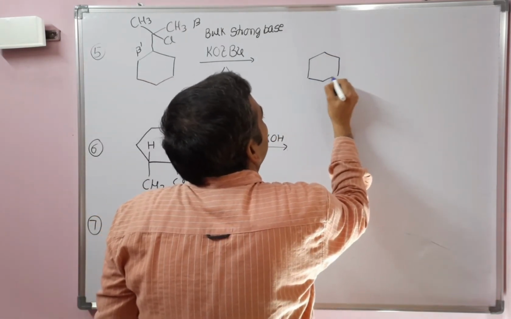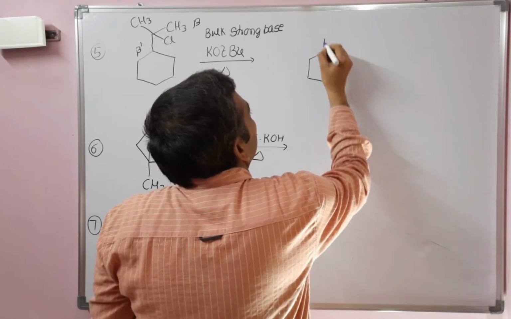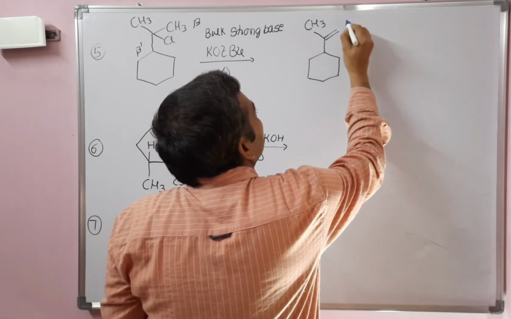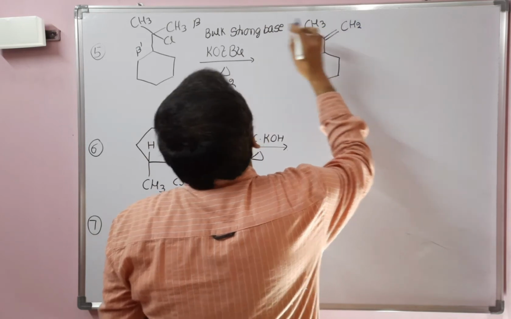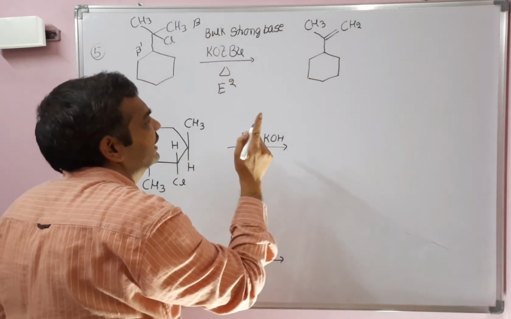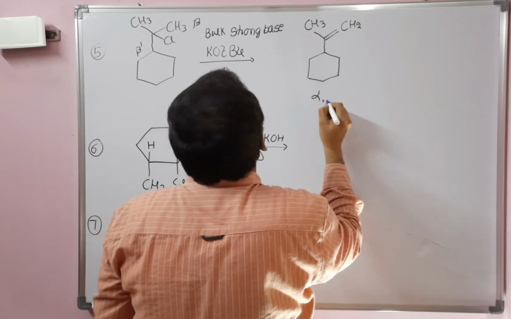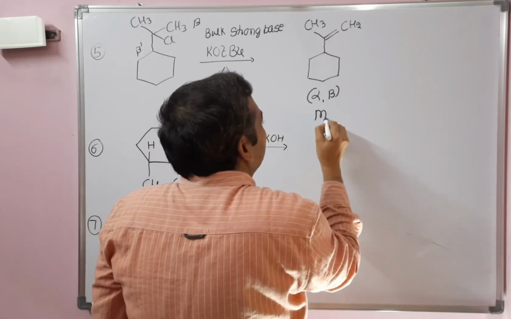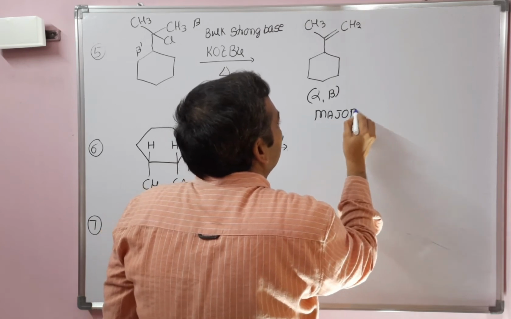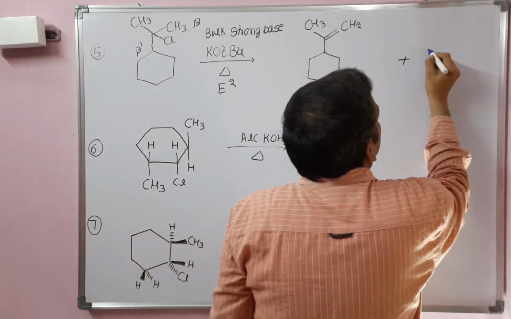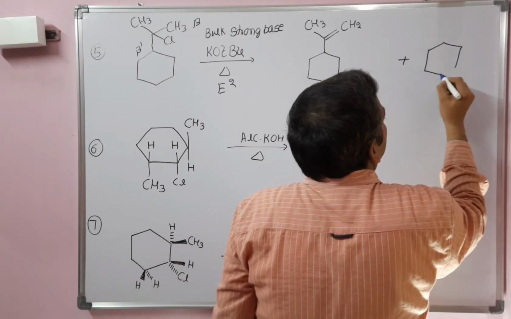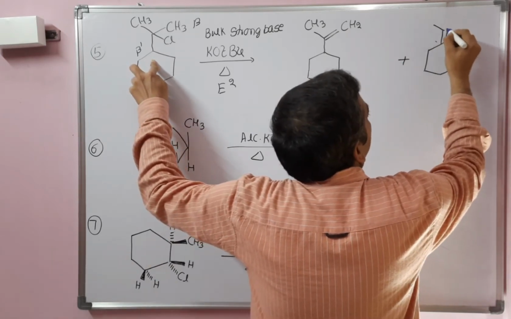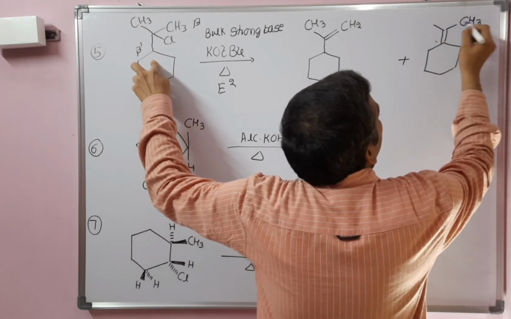We will write the product: CH3 double bond CH2. Why? Because it abstracts a proton here, which is sterically less crowded. So this is because of alpha, beta elimination, and this is the major product. Whereas the other possible product, if it abstracts at beta prime, is the one with the double bond here, CH3.